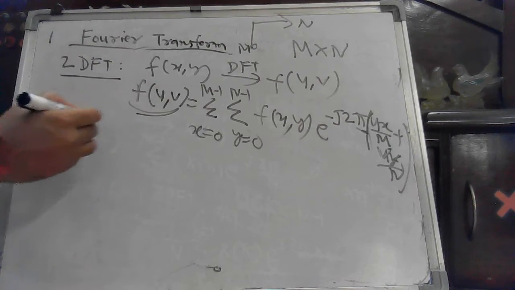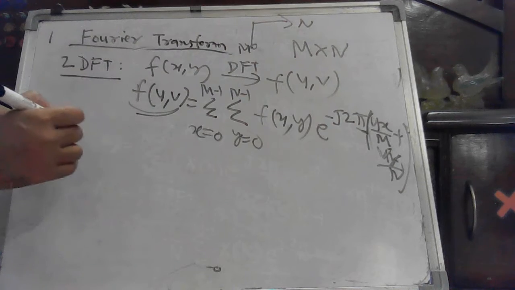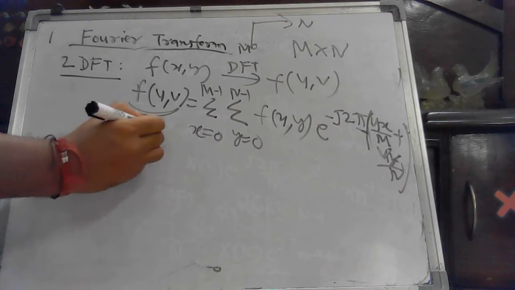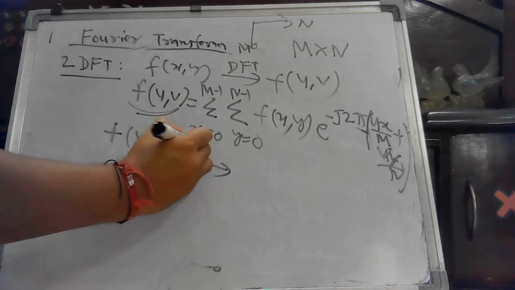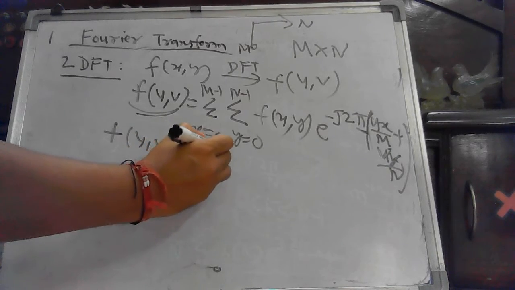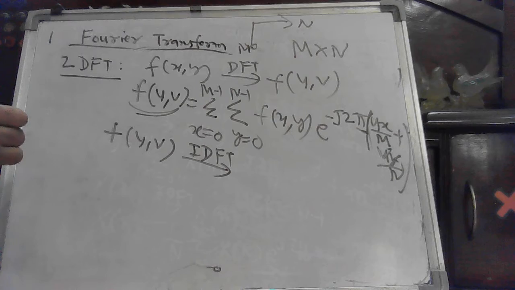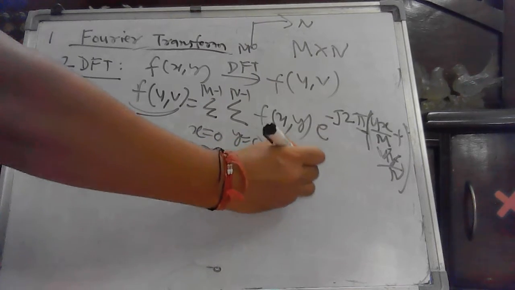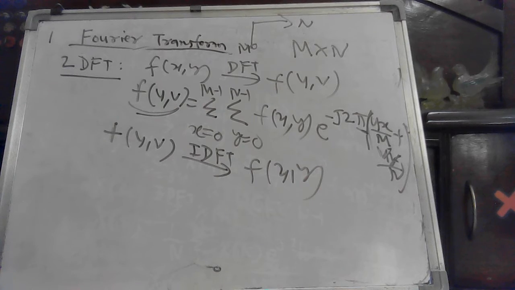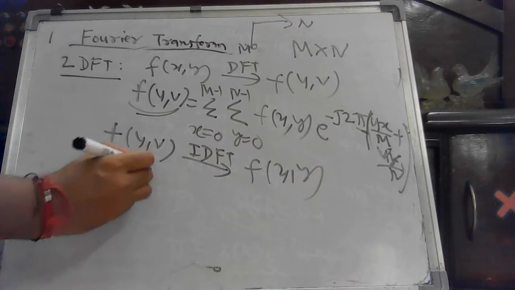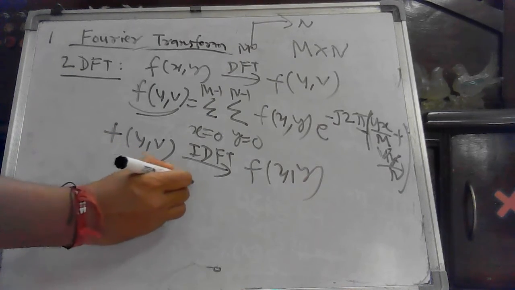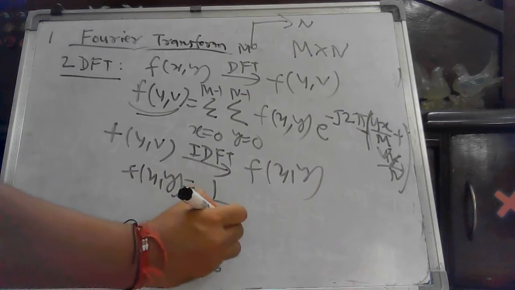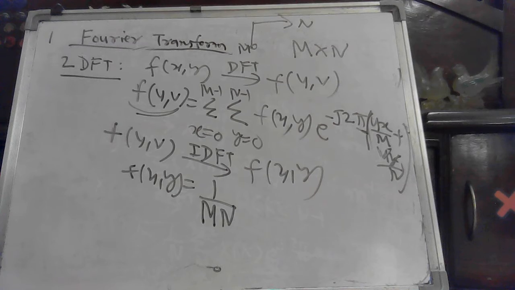Reverse, if you want to find out, what is the meaning? Once you have processed your signal, you are trying to get back the original signal, the modified signal in original form. So you will apply the inverse DFT. Once you apply the inverse DFT, what will you get? You will get the function of x, y. What is the formula you have to apply? Function of x, y is nothing but, there we had divided by M, here we will divide by the size of the image.